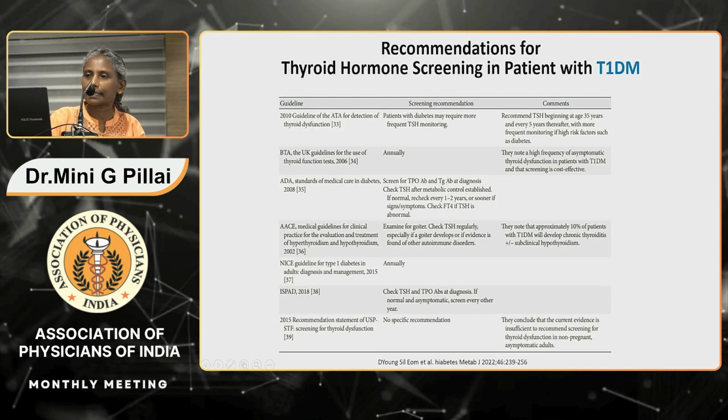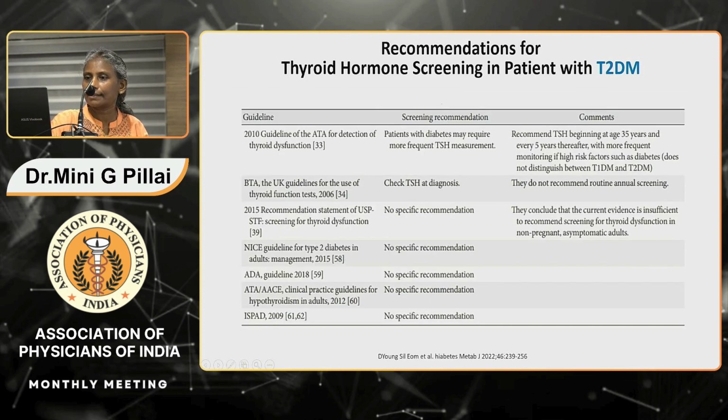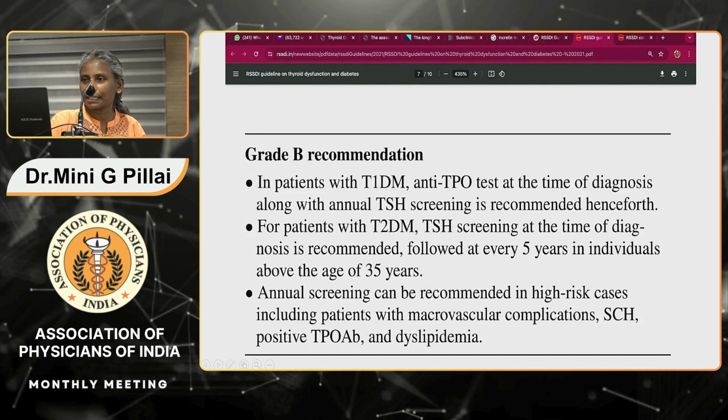And now these are the recommendations for thyroid hormone screening from different associations. I think we will go straight away to our recommendations, that is the RSSDA recommendations, from the 2021 RSSDA guidelines. In patients with type 1 diabetes, anti-TPO test at the time of diagnosis along with annual TSH screening. In patients with type 2 diabetes, TSH screening at the time of diagnosis, followed by every 5 years in individuals above the age of 35 years.